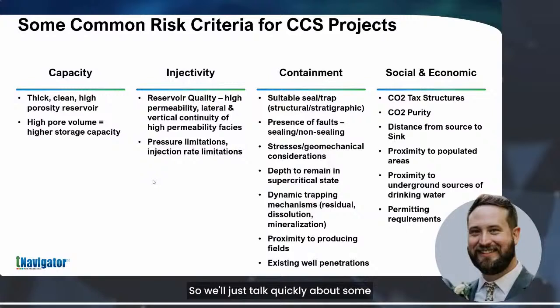So we'll just talk quickly about some common risk criteria for CCS projects. If we break this into 4 different groups, we're looking at capacity, injectivity, containment, and then social and economic factors. If we're thinking about capacity, we're looking for a thick, clean, high porosity reservoir to be able to inject in so we can hold a lot of volume of CO2. Obviously, higher porosity or higher pore volume is going to give us higher storage capacity.